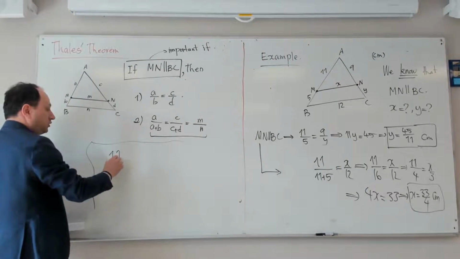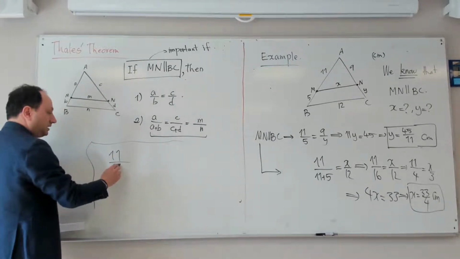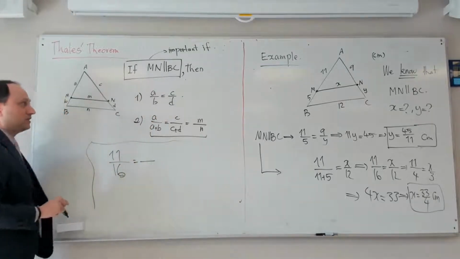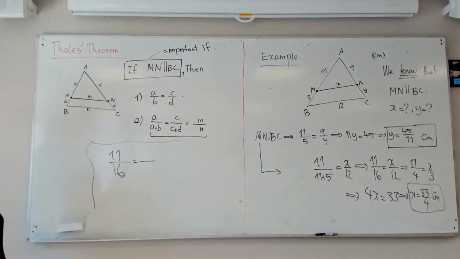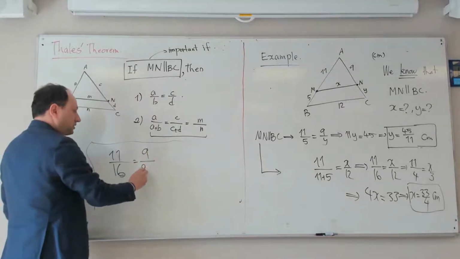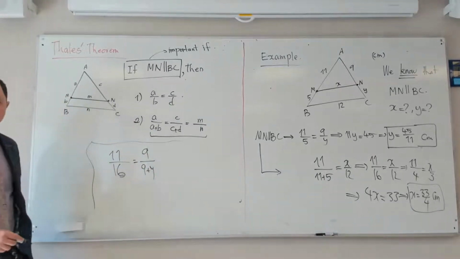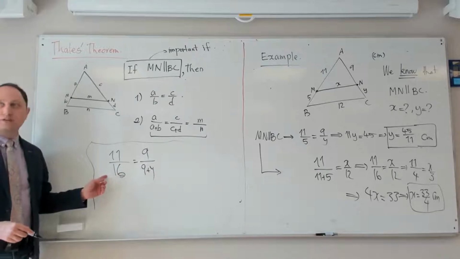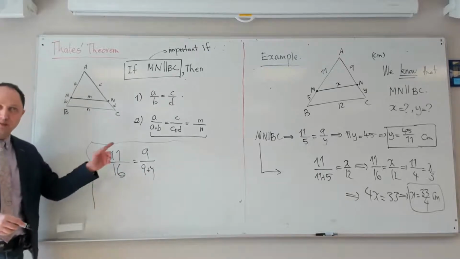I should write 11 over 16. You see, the problem is here now. What should I write on the right-hand side? Can you tell me? 9 over 9 plus y. Do you agree? So this is also correct. But then, of course, I need to solve a harder equation. But if I do, it will give me the same.